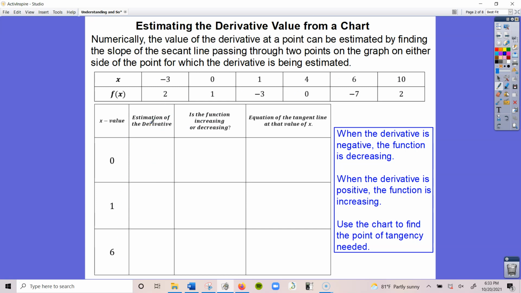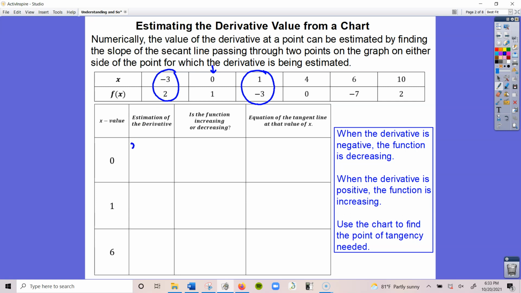If I want to find f prime of 0, here's the 0. I can't find my derivative using the equation because I don't have an equation. So instead, I can use the slope of my secant line by choosing 2 points on either side. So remember, these are my x values, these are my y values. So you can do y2 minus y1 over x2 minus x1.